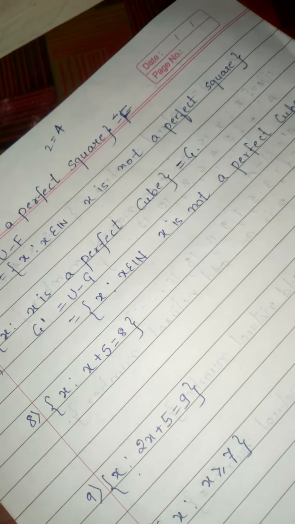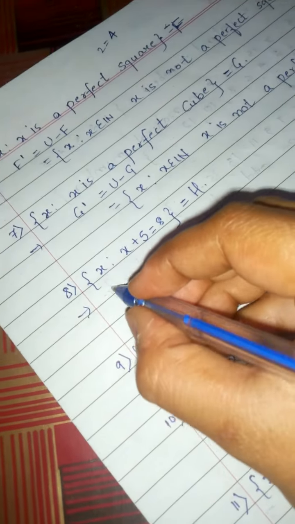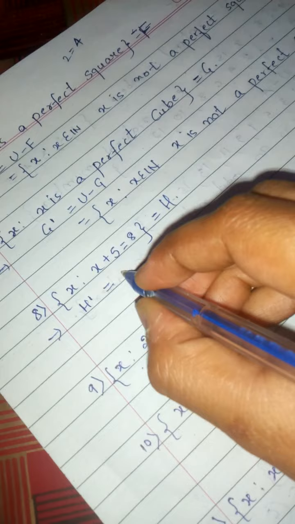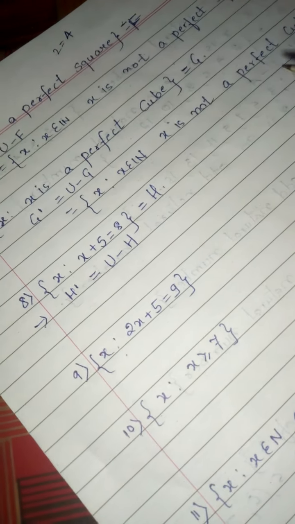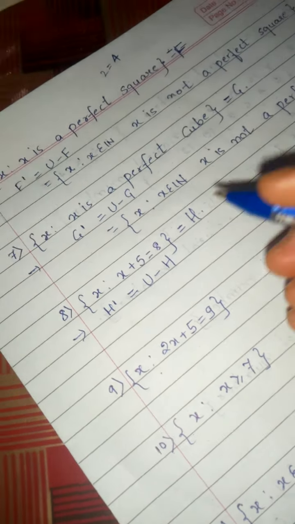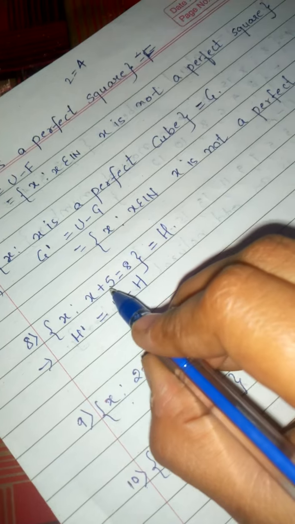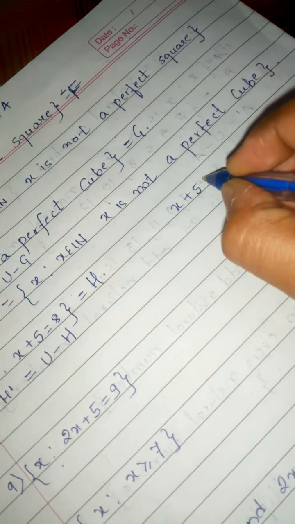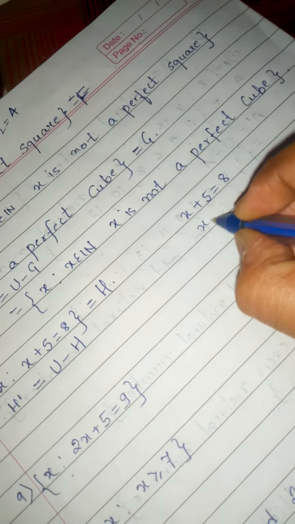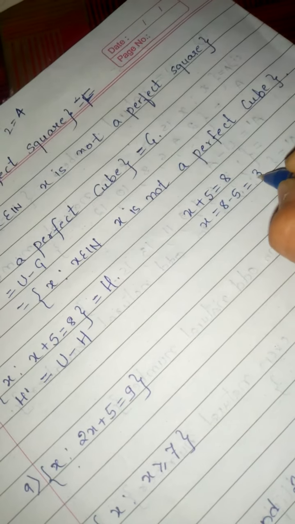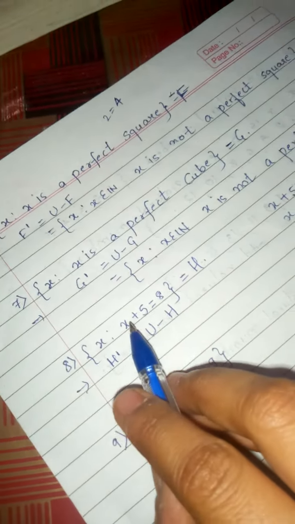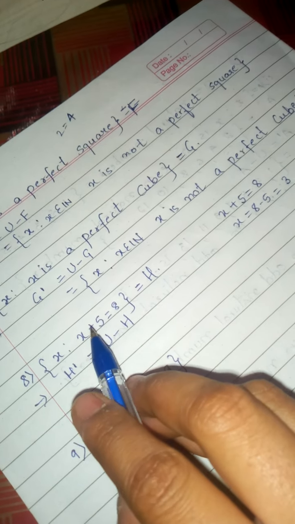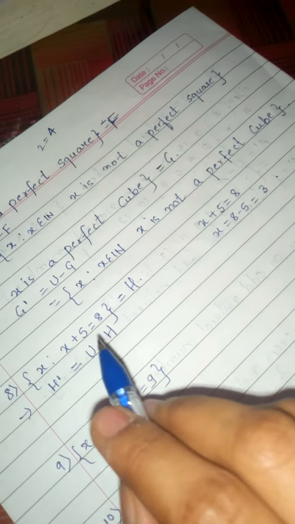Now this is a very interesting question. First we'll denote this set by say h. We want to find the h complement, which is equal to universal set minus the set h. That means from the natural numbers we have to remove this x. Now we don't know what is the x here. It is given in the form of an equation. So what is this? x plus 5 is equal to 8. So what is x? x is equal to 8 minus 5, which is equal to 3. That means here the x is 3. So the set h is having only one element, that is 3.